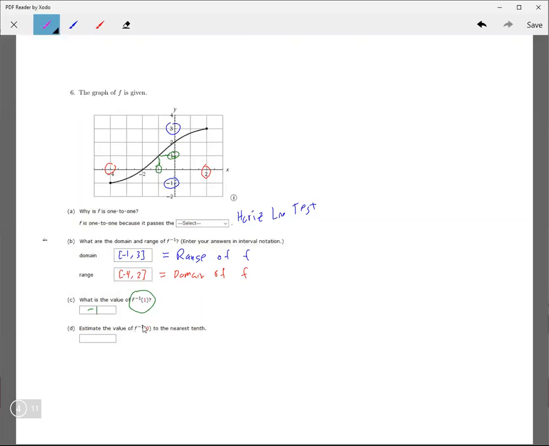And then the next one, what's f inverse of 0 to the nearest tenth? Okay, so what happens is you come over here to 0 right here, which happens right there. And that looks like about -2. So that should work.